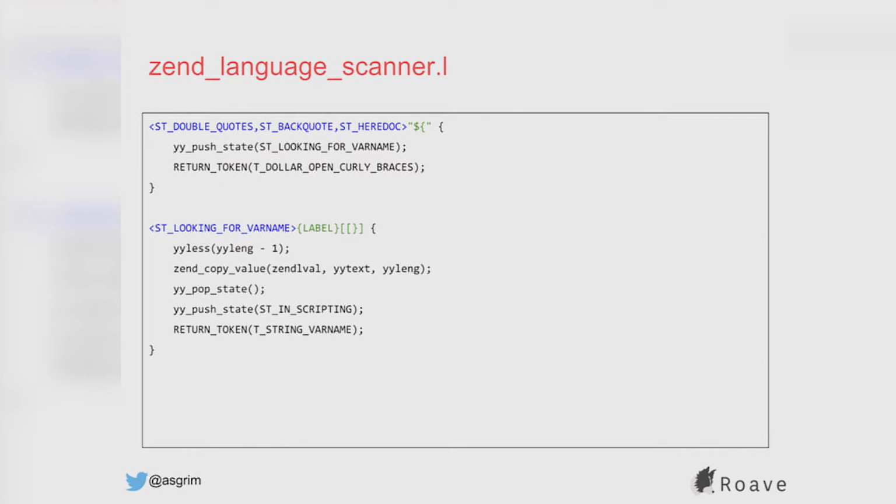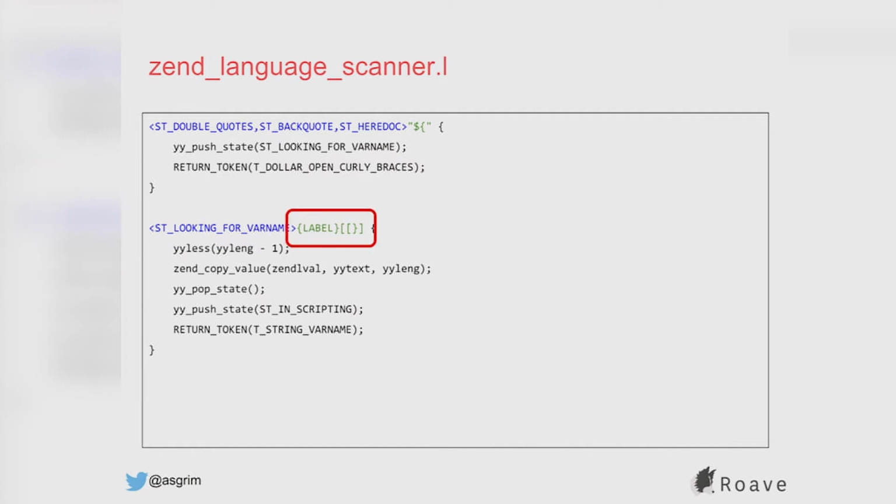So the states are obviously different here. We're assuming here that we're in double quotes or backticks or heredoc. And if we encounter ${, then we're going to change the state, or yy_push_state is the function that we call, and we're going to change the state to looking for var name, or varname, depending on how you like pronouncing that. And we're going to return the token afterwards, so $ and open curly brace, all right? And this one will only match if we're in this state, looking for varname.